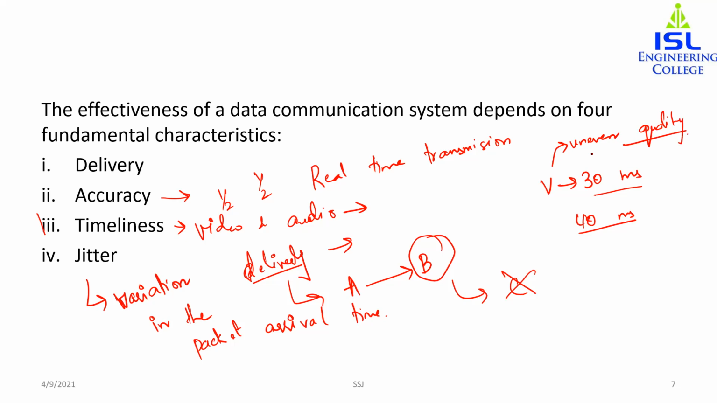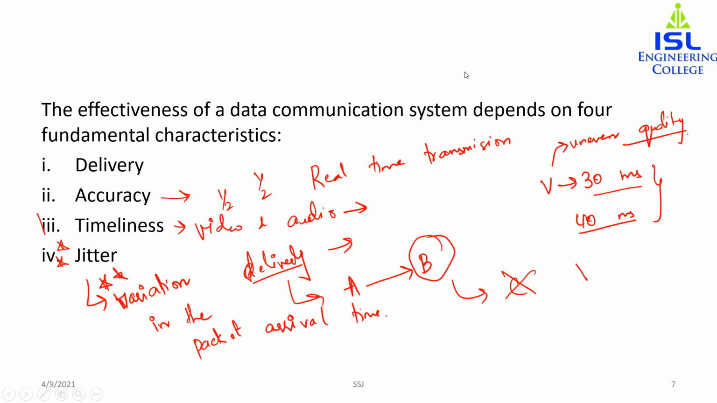So because of that, there will be a jitter. That uneven quality which is being produced is because of this delay. So this variation in the packet arrival time, this is what I have mentioned. This is a very important definition for 2 marks actually. Variation in the packet arrival time is known as jitter.